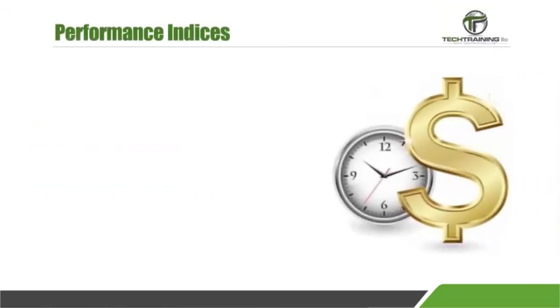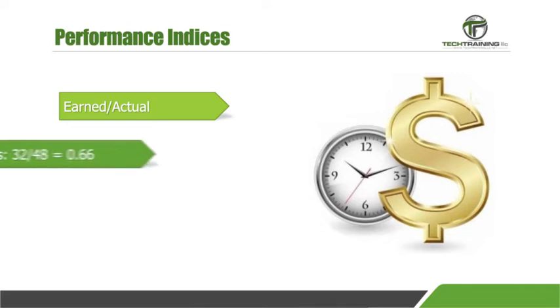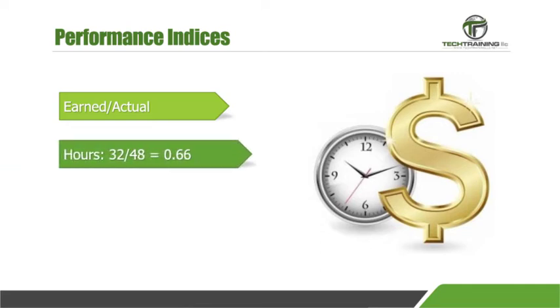Using our roofing example, our earned hours are 32. Again, this is the 40% work that has been completed, and our actual hours are 48, the amount of hours the roofers worked. These are the actual hours. This means we have a performance index of 0.66. Whenever a performance index is below 1, it indicates an improvement is needed. In this case, the roofers are behind schedule.